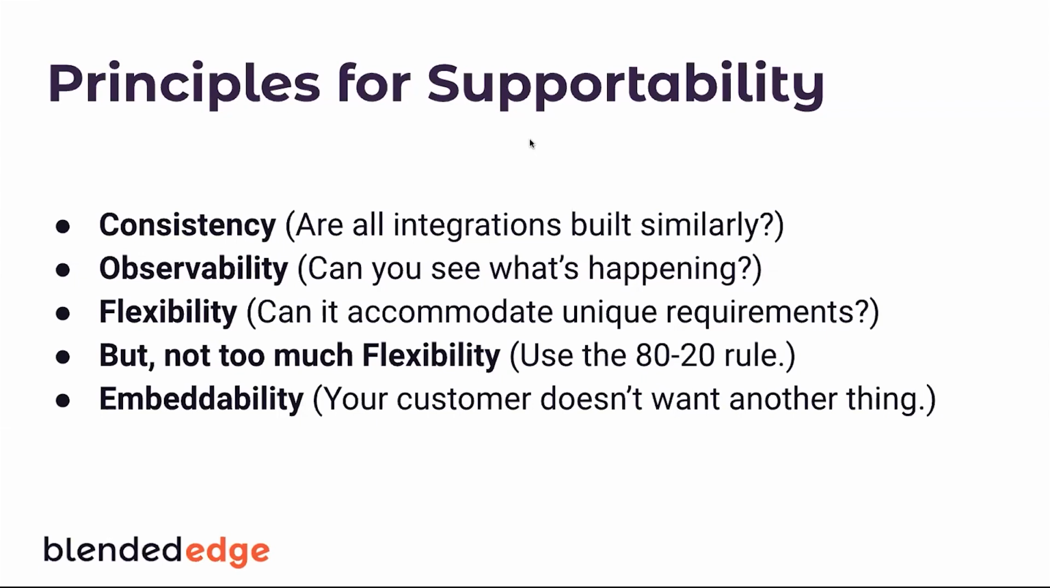Observability, you need to know what's happening in those integrations. It's one thing to wire up the APIs so that data can flow. It's another thing to know that data is flowing, know that 5% of the time you're dropping data on the floor, et cetera. So you have to have observability built into it. You have to have flexibility, and the appropriate amount of flexibility, so that you can adapt to individual customer needs without building a custom one every single time. I usually say the 80-20 rule is a good place to start. 80% of the integration should be consistent for all customers.